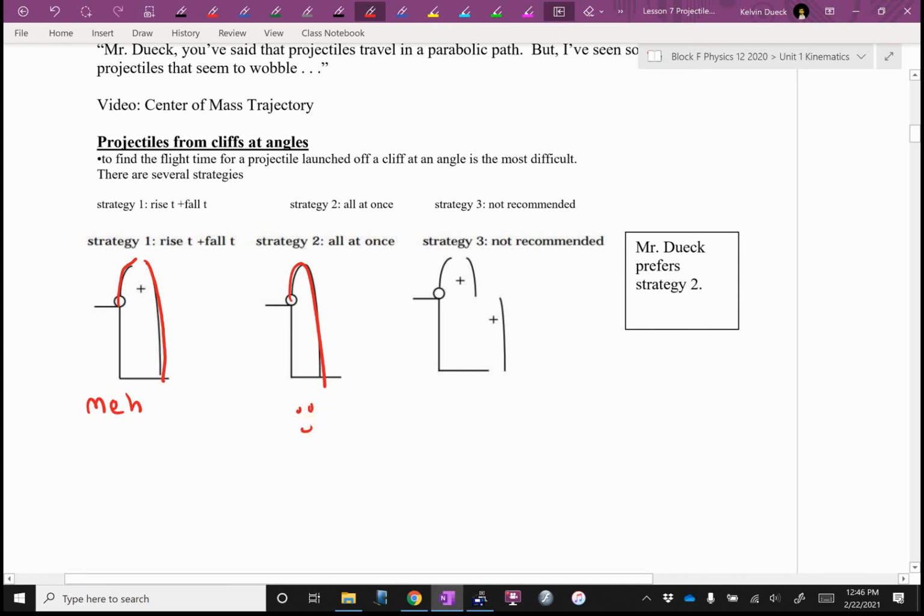My preferred method. That's what I'm going to teach you. Option 3: find the time to the top, double it to get the time back down to the cliff level, and then find the rest of the time to hit the ground and add all 3. That's, in terms of pure math, the easiest, but it's by far the most work. So I'm going to say no. You can do it all at once.